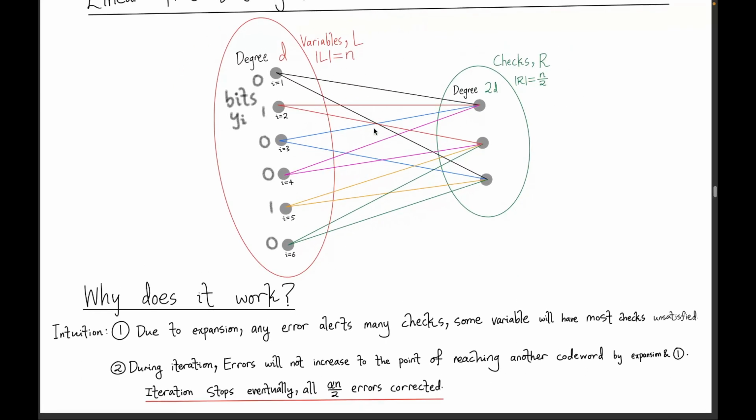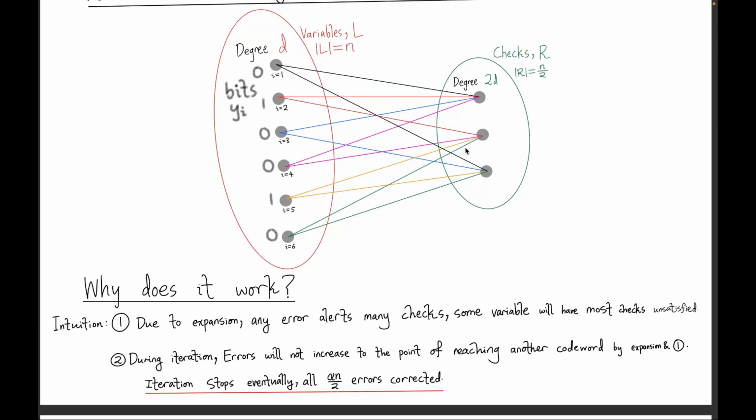And so why does it work? The intuition behind this is that, due to expansion, any error in our code is going to alert many checks on the right-hand side. Because of that, some variable on the left-hand side is going to have most of its simultaneous equation checks, constraint condition, unsatisfied. So this will force the algorithm to keep flipping to reduce the number of unsatisfied checks. And the second thing is, during our iteration, errors do not increase to the point of reaching another code word. You can prove this from the expansion property and also from the first property. And eventually after n over 2 steps, our algorithm will stop and then it will remove all of these errors because the algorithm only stops once all errors are corrected.